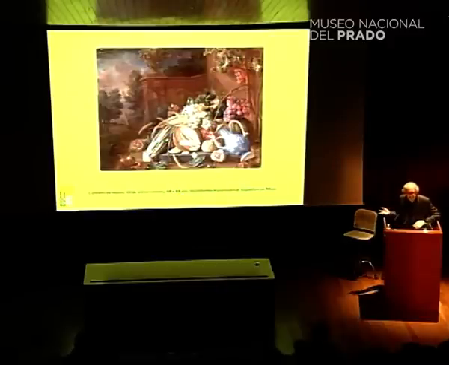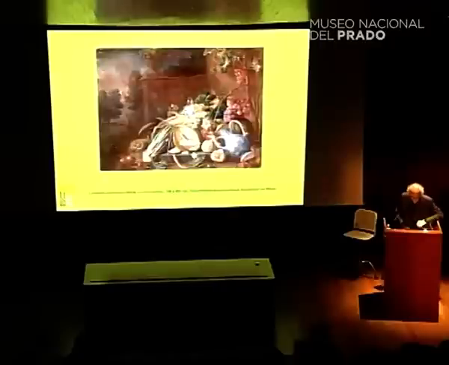And then later, when Jan Davidsz had moved to Utrecht and Cornelis stayed in Antwerp, his works become more simple and more coarse, and only rarely are they as elaborate as the early ones that he did in the studio of his father.